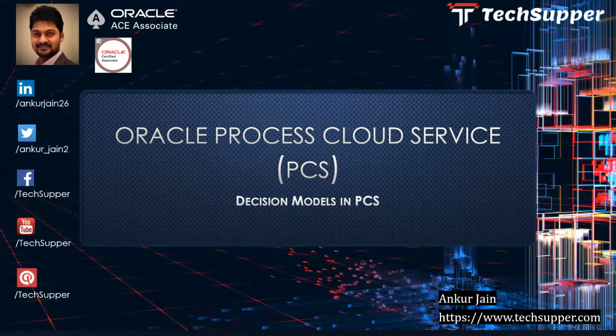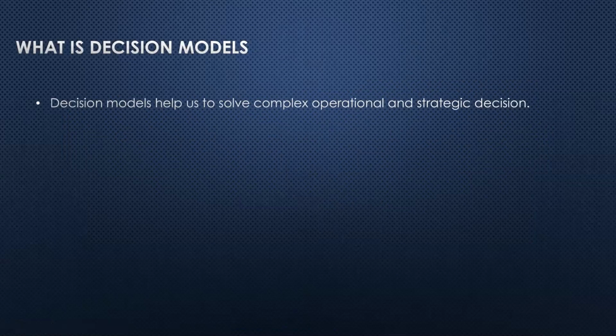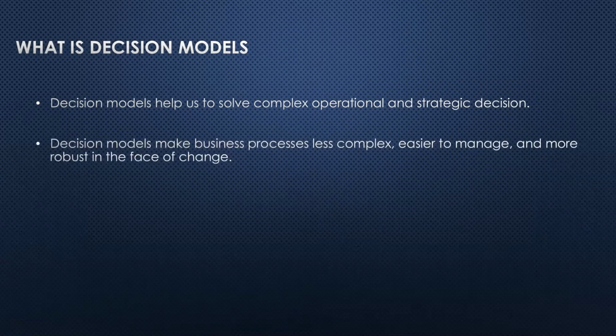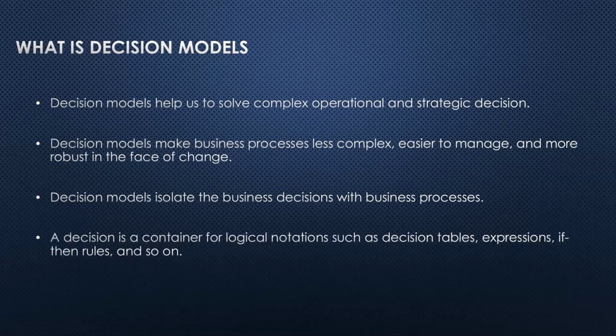Okay, so let's get started and see the decision models in Process Cloud Service. What are decision models? Decision models help us to solve complex operational and strategic decisions. They make business processes less complex, easier to manage, and more robust in the face of change. Decision models isolate the business decisions from business processes. A decision is a container for logical notation, such as decision tables, expressions, if-then rules, and so on.